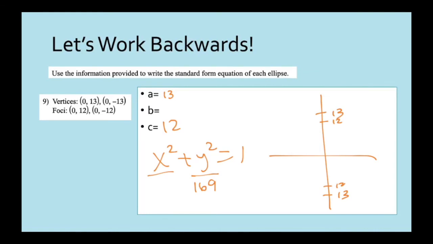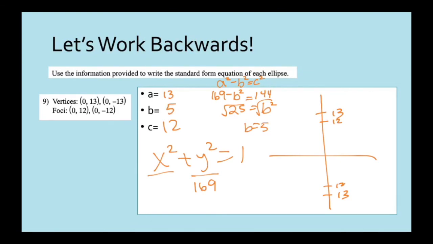If I know a and I know c, I can find the b value by using this equation: a squared minus b squared equals c squared. A squared is 169, the b value we don't know, and our c squared is 12 squared, which is 144. We're going to subtract that over there and add the b value over there. 169 minus 144 is 25. Take the square root of both sides, and our b value is 5.